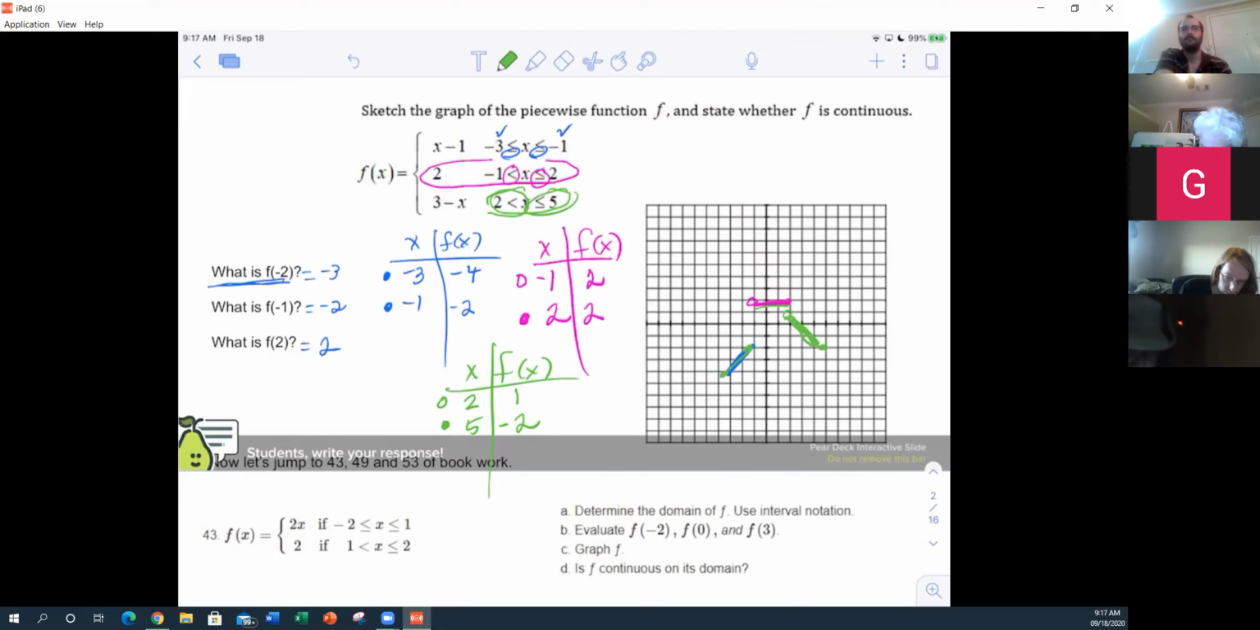If you had a solid dot here, it wouldn't even be a function because it wouldn't pass the vertical line test. If the points are overlapping, one of them has to be open or it's not a function.